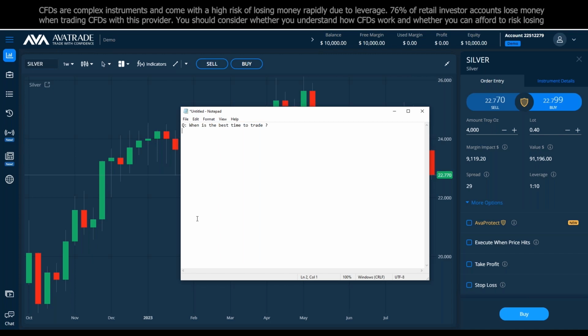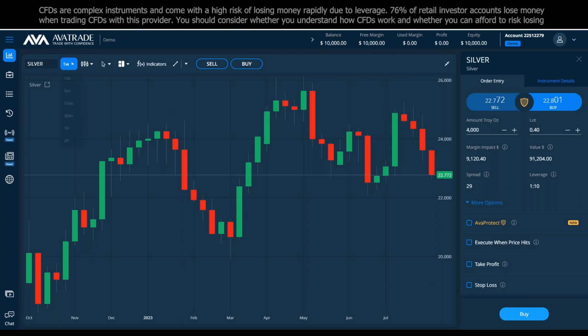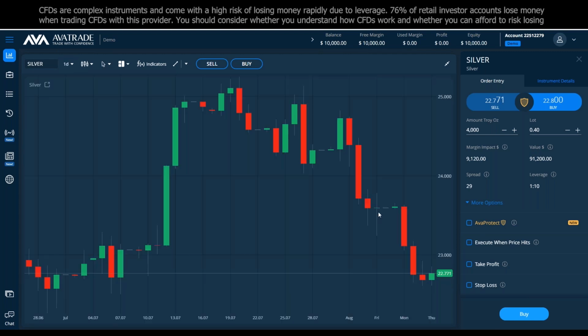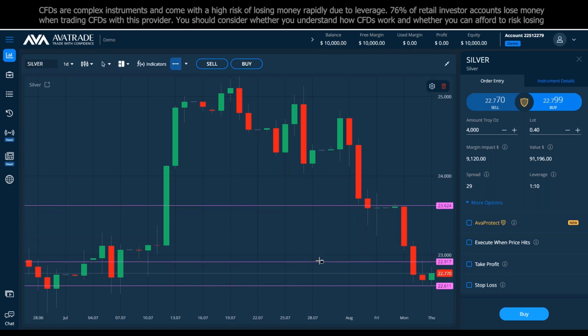I guess that the question here is referring to the price. What is the best price to sell or buy, not the time. But if the question is referring to the time, let me just tell you, okay? When I'm looking at silver now, let's suppose I'm looking at weeks. Let's change to days. You see silver now. Can anybody tell me where is silver now? What is this? There is a lovely pivot point here and another one there.